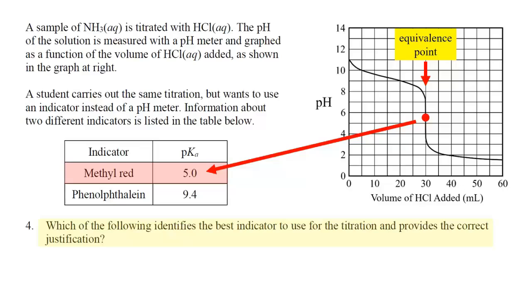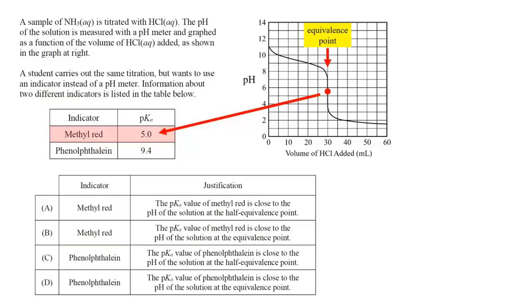So the pH of the solution at the equivalence point is somewhere between 5 and 6, and the pKa of methyl red is 5.0. Phenolphthalein would not be a good choice because that indicator would change color in the vicinity of pH 9, and that would not indicate the pH of the solution at the equivalence point. So we know that our answer to question 4 is methyl red, which means the answer is either A or B, but let's focus on the equivalence point, not the half equivalence point, but rather the equivalence point. So the correct answer to question 4 is choice B.